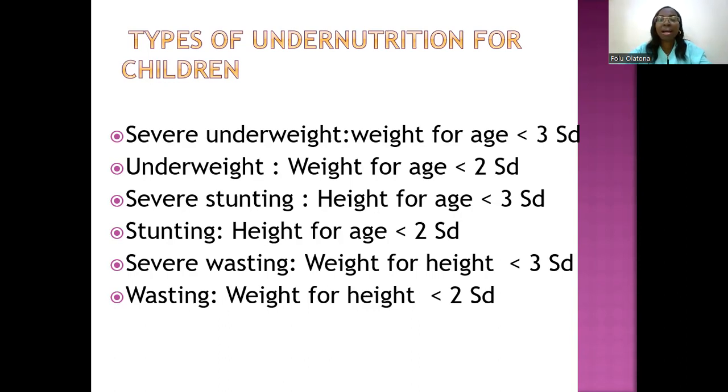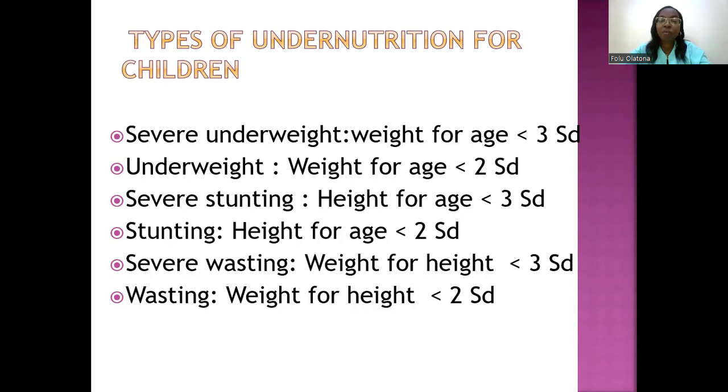So anytime we talk about height for age, if it's less than 3 standard deviations, that's severe stunting. If it's less than 2 standard deviations, that is stunting. And height for age is an indication of chronic undernutrition. Please note, because this is very important in public nutrition. Height for age, if it's less than expected, is a sign of chronic undernutrition.